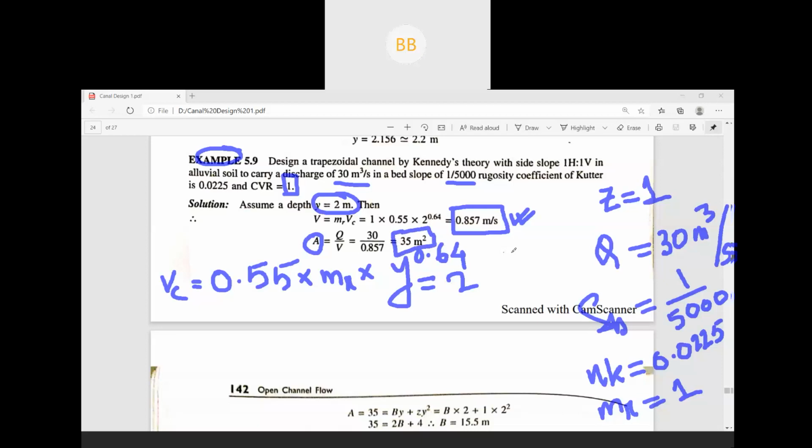So in the first step we have assumed the depth of flow. Second step we have calculated velocity by using this equation, that is Vc equal to 0.55 multiplied by critical velocity ratio multiplied by y to the power 0.64. Then in the next step we are going to find out the area. So area is nothing but discharge divided by velocity.